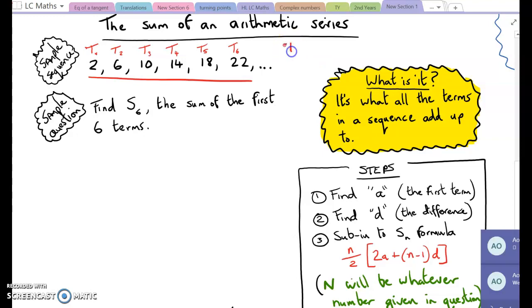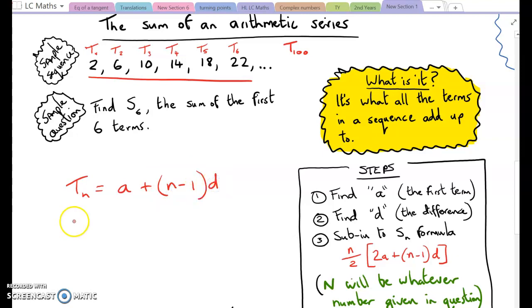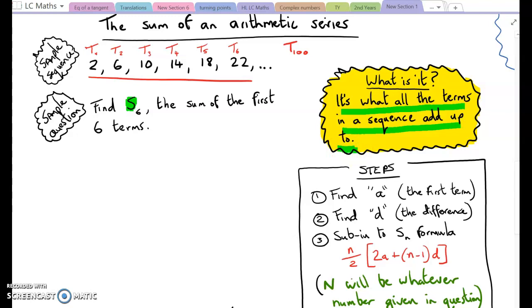And if I was asked to find what the 100th term would be, I'd have to find the nth term using the nth term formula, and then sub in 100 for n and get it that way. But when you see the sum of, or this S, that's something different. It's talking about what the terms in a sequence or series add up to. So if I said to you, what's the sum of the first 2 terms in this series of numbers that we have here?